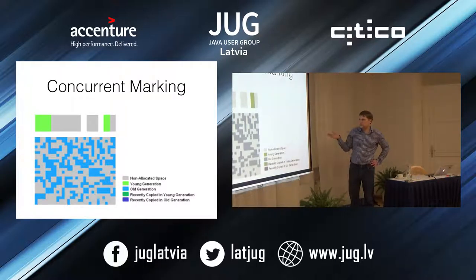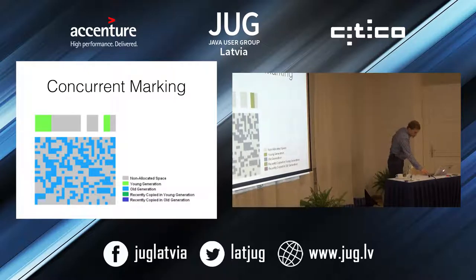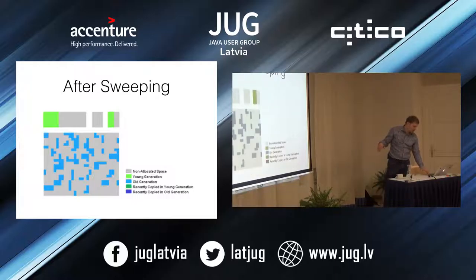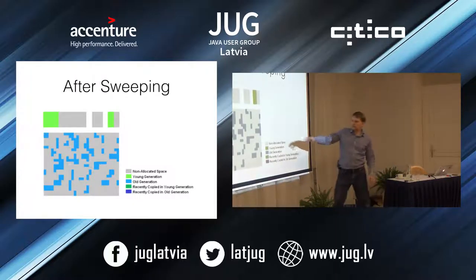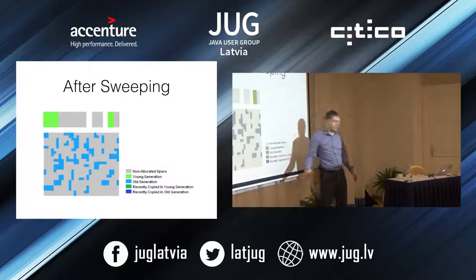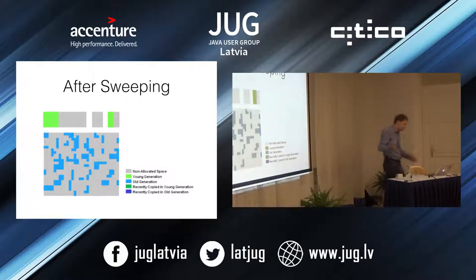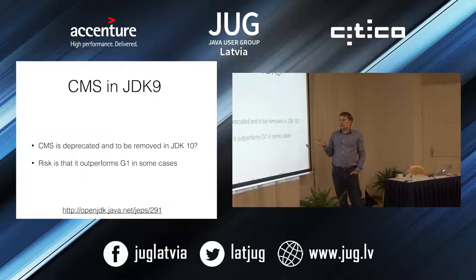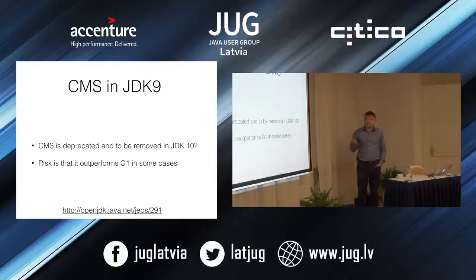Right, so that's a kind of depiction of the concurrent marking phase. So something is happening, and after that we've removed a lot of objects in old generation which actually aren't needed, and there are no connections from GC roots. But the CMS algorithm is deprecated and needs to be removed from JDK 10, question mark. Maybe not. Because the risk is still that it does outperform G1 in some cases, and there's kind of no clear winner.